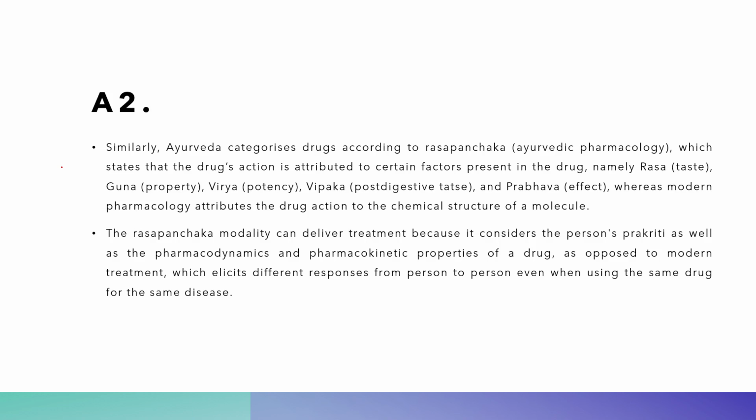Okay, so similarly Ayurveda categorizes drugs according to Rasa Panchaka, that is Ayurvedic pharmacology, which states that the drug's action is attributed to certain factors present in the drug, namely rasa, that is taste, guna means property, virya means potency, vipaka means post digestion taste, and prabhava means effect. Whereas modern pharmacology attributes the drug action to the chemical structure of a molecule. Fine. So generally in Ayurveda, we use Rasa Panchaka.